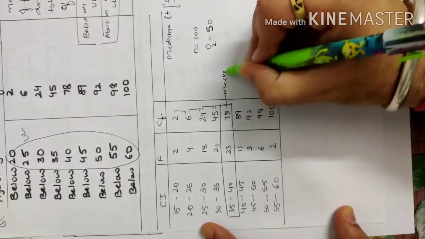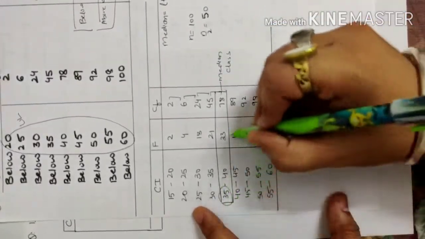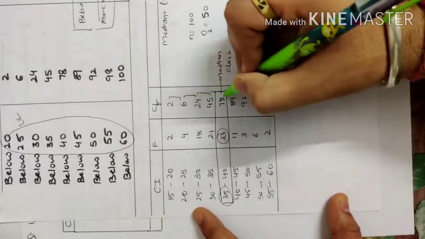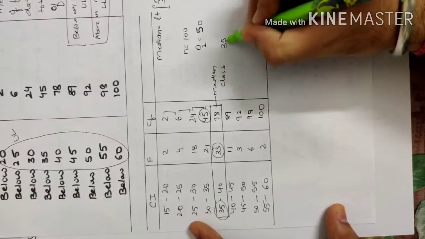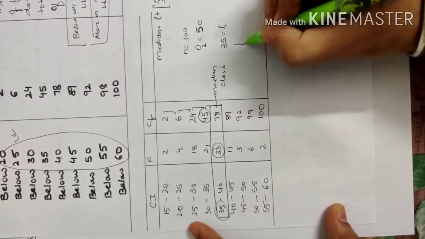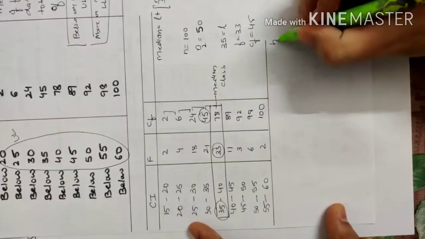This will be your median class. In the median class we have the lower limit, we have the frequency, and just above this we have the CF. So just mark all the things: 35 is the lower limit, frequency is 33, and CF is 45, and class size, that is 40 minus 35, is 5.